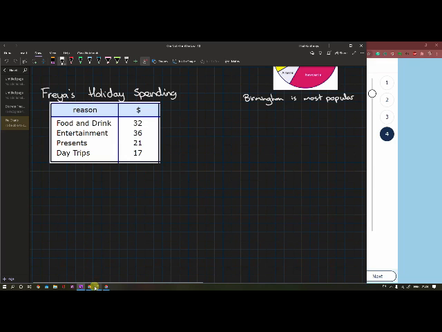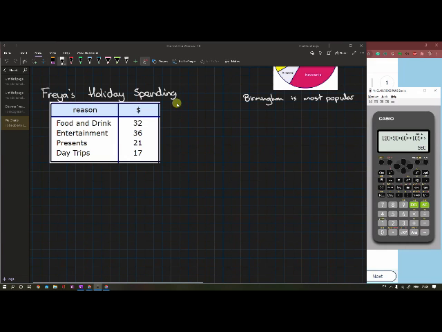So let's go through Freya's holiday spending money. Again, we need an angle, and we want 360 degrees. And then let's add up the amount she spent. She spent 32, 36, 21, and 17. That's $106 she spent. So we would like to know what $1 is. And when we do $1, we're going to divide by 106. So we divide the 360 by $106.